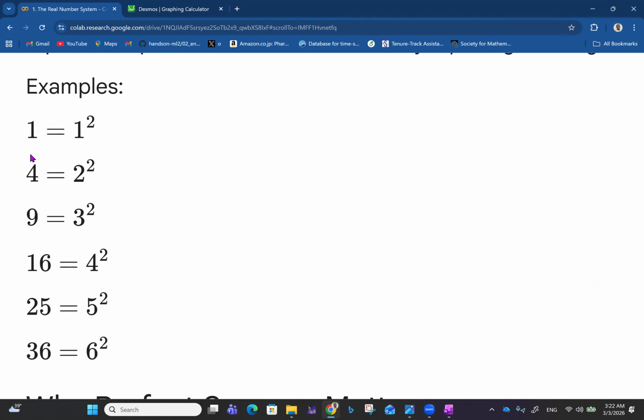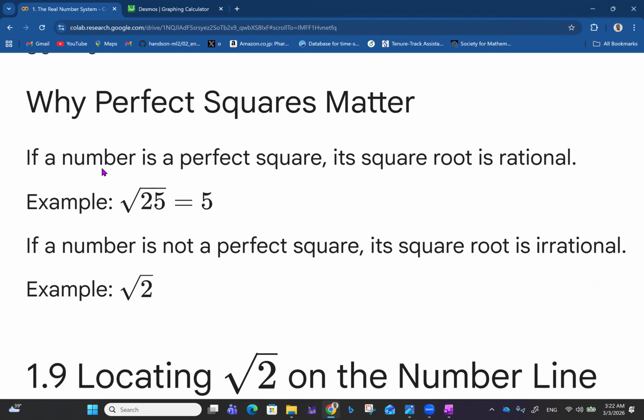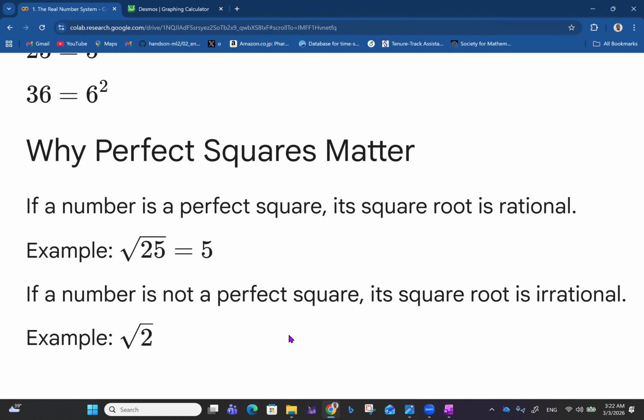But 2 is not a perfect square because you can't find 2 here. So that's why the square root of 2 is not rational; it will be irrational. If a number is not a perfect square, its square root is irrational. Examples: square root of 2, 3, 5, 7, and all that. They are not perfect squares, so their roots are irrational.